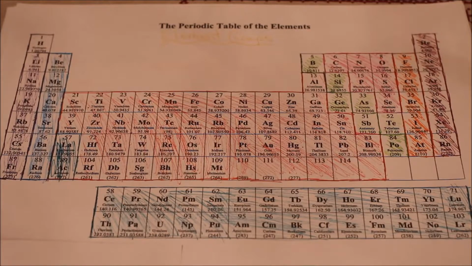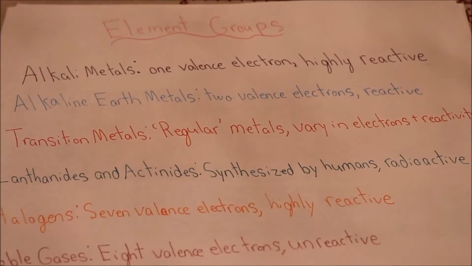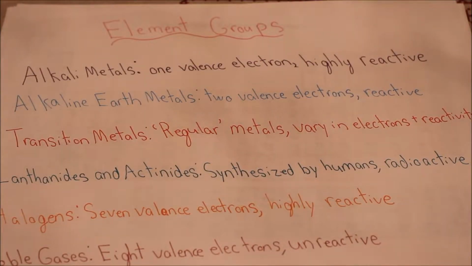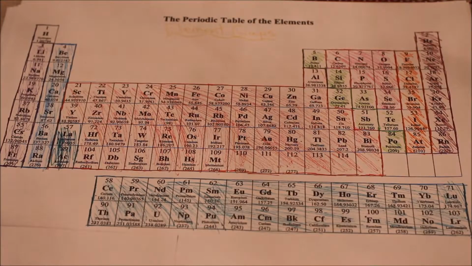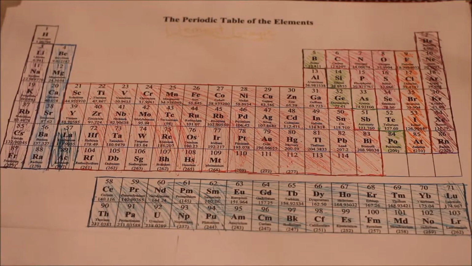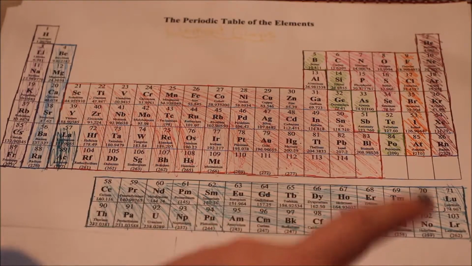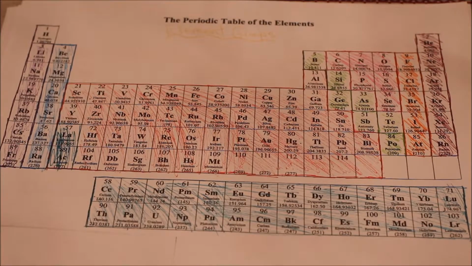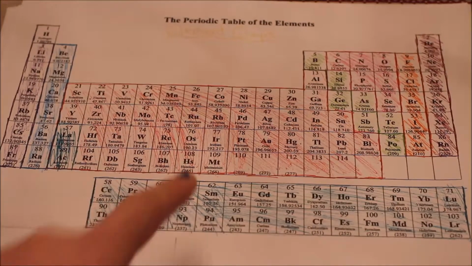The next group we're going to talk about is the transition metals. And this is probably what you're going to recognize as like your regular everyday metals. They're going to vary in electrons and reactivity, and they're going to be what takes up most of the periodic table. So we have from all the way from here from group 3, and then we even have bismuth over here in group 17.